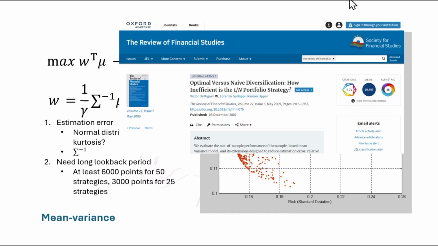Now I want to quickly share a paper. That is the famous 1/n paper. The two limitations, among a lot of other things, are well discussed in this paper. If you're interested, definitely have a read.